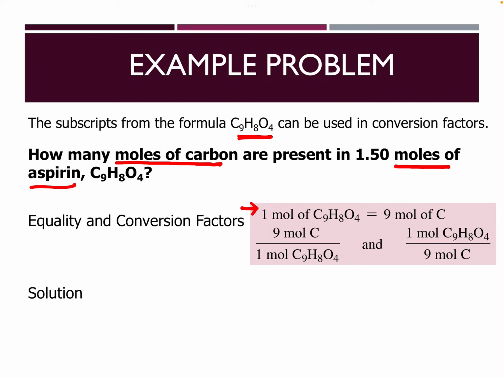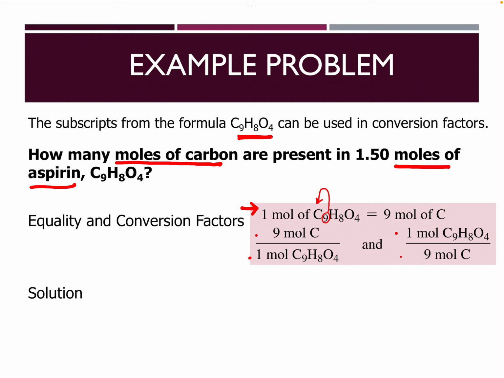In 1 mole of aspirin, there's 9 moles of carbon, and I'm getting that 9 from right here. There's 9 moles of carbon. Anytime we can write an equality like this, that means we can use it as a conversion factor. We could put 9 moles of carbon on the top and 1 mole of aspirin on the bottom, or 1 mole of aspirin on the top and 9 moles of carbon on the bottom. It really just depends on how we need to set up our train track.